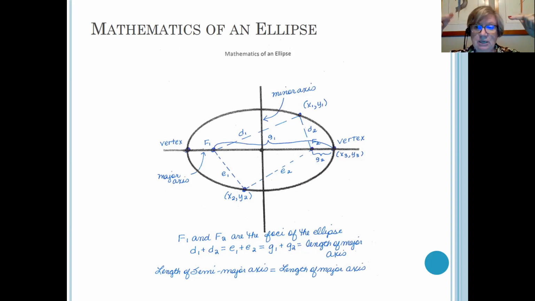Neither one of those is going to yield a function. Both a circle and an ellipse fail that vertical line test. So neither one is a function, but they both have equations.